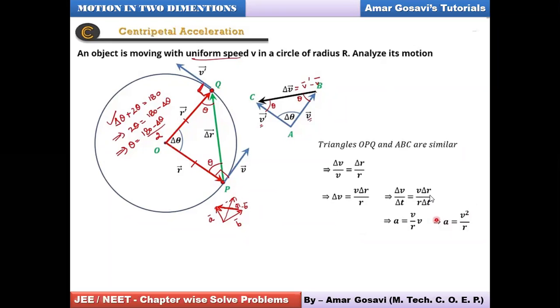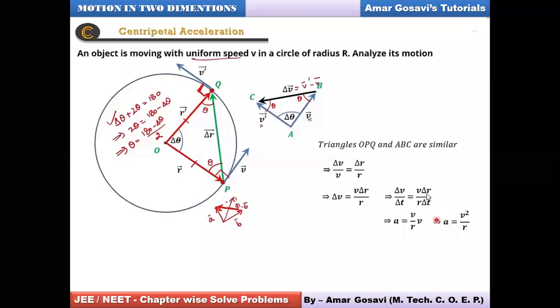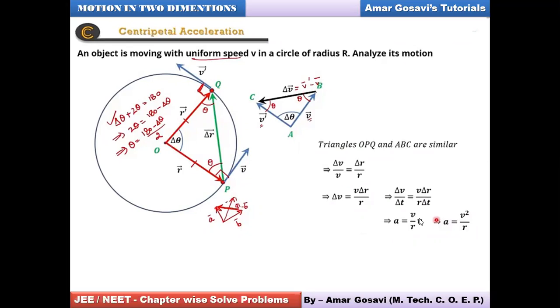Delta R can be represented in terms of change, basically, but in terms of linear velocity. So delta R by delta t is like delta s by delta t. That is V again. So this V and this V which is present makes it V square by R. So I got the equation for centripetal acceleration as V square by R. This is the derivation of the equation for centripetal acceleration.